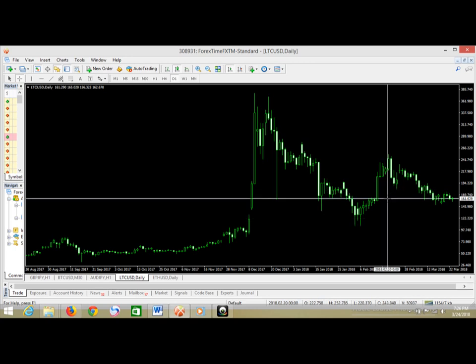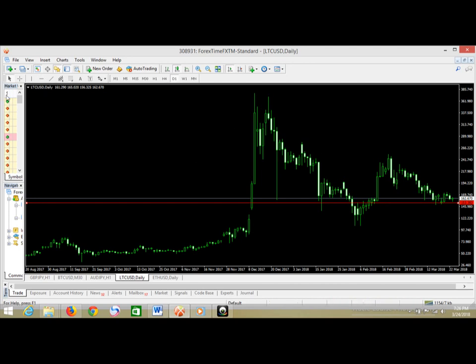But if it cannot break this level and it makes this place a support level, that means we will see a kind of a buy to this next level, which is this place. You can see, so you can put your next resistance level here. So the next target is this place.